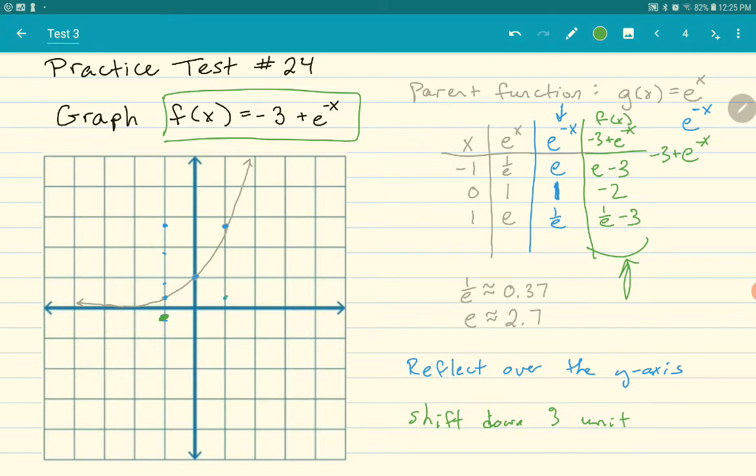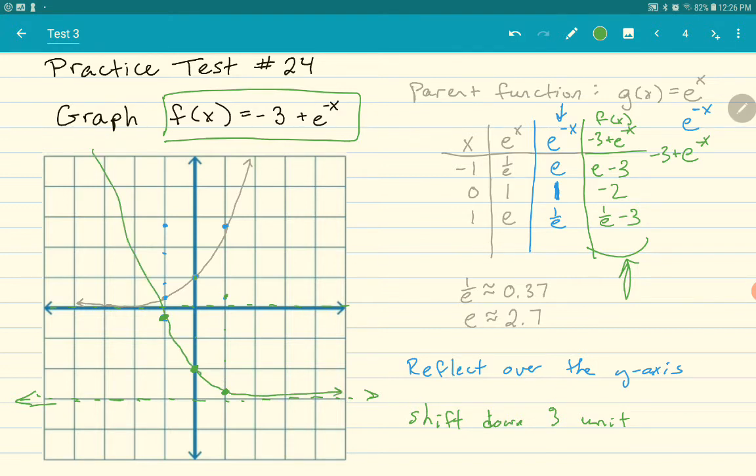And then this guy shifts down 3. So that's 1, 2, 3. And this guy shifts down 3. So I go 1, 2, 3. And my asymptote, which used to be at 0, is shifted down 3. So that's actually at y equals negative 3. So here's my new graph.